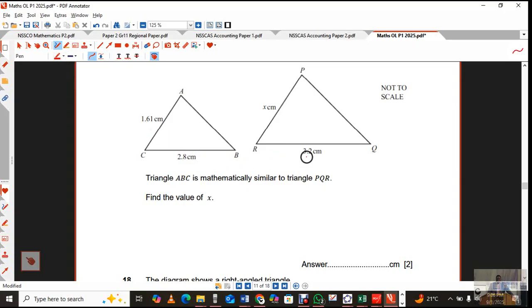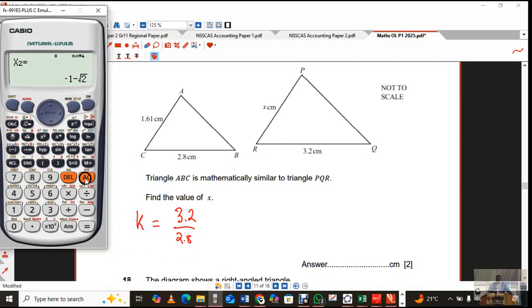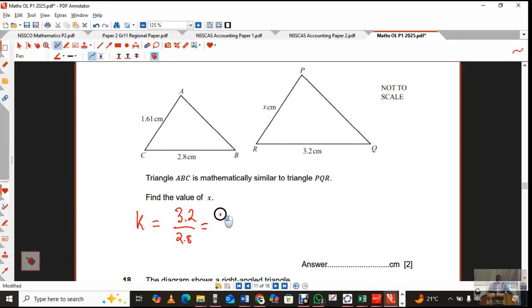That means there's a certain number I multiply 2.8 with to give me 3.2, or a number that I divide 3.2 with that gives me 2.8. I'm going to call that number k. Because I'm looking for the big value, I'm going to say 3.2 divided by 2.8, that will be my number. So that is my k, which is 8 over 7.